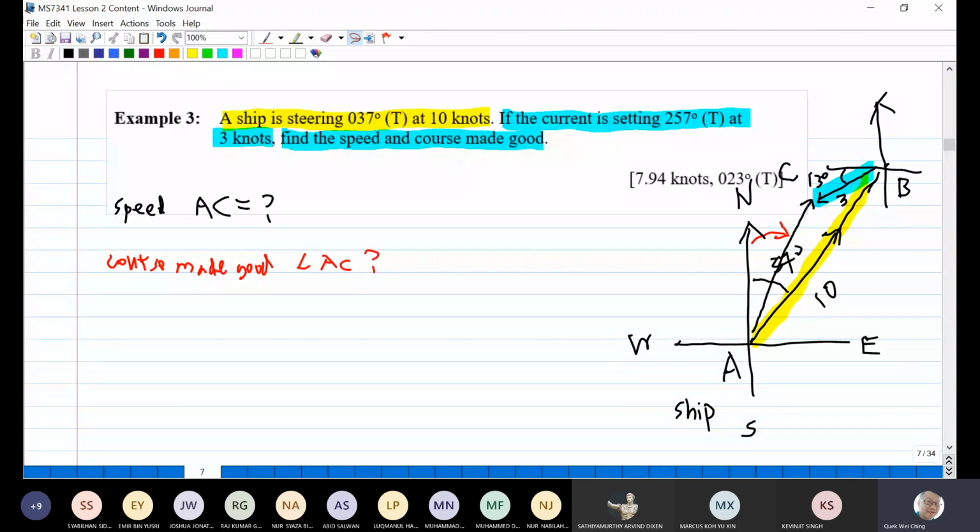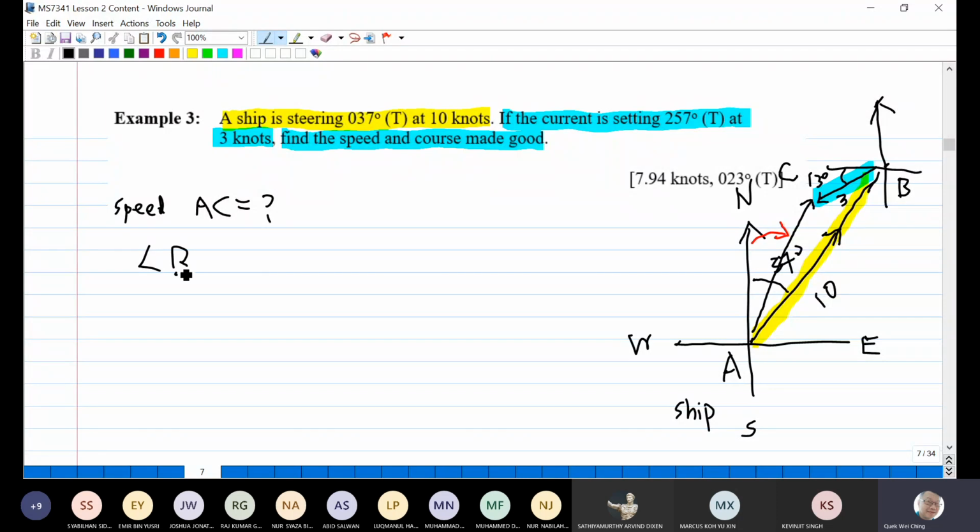Okay, so what are the things we can find? Let's try to find out what you know about angle B first. Then you can find the speed. Eventually I want to find the speed, right? So the first one, first angle B.